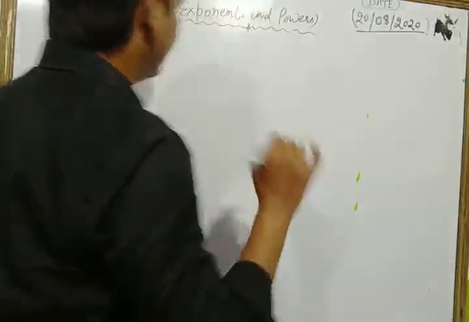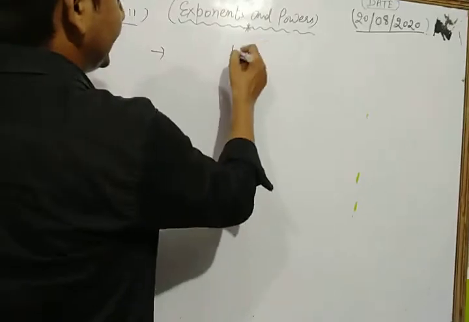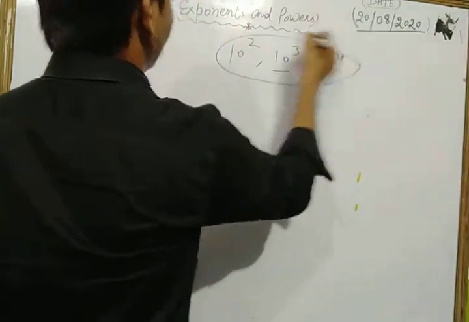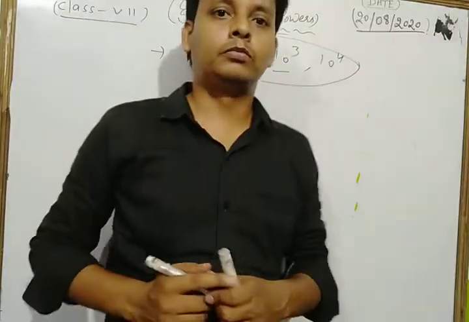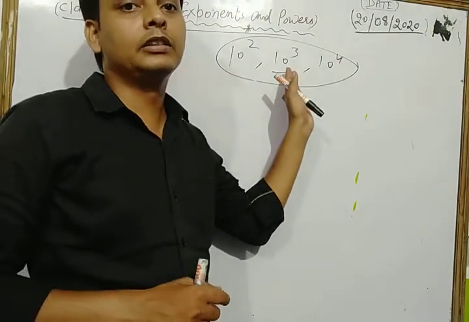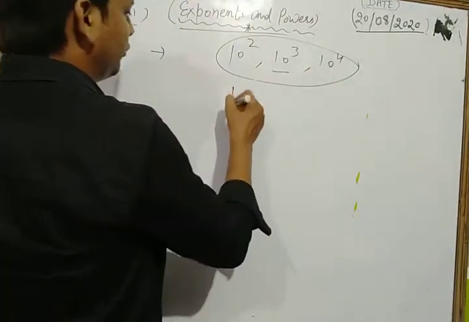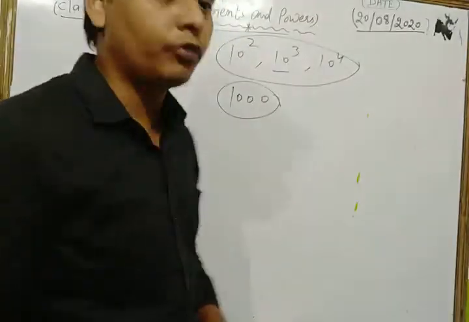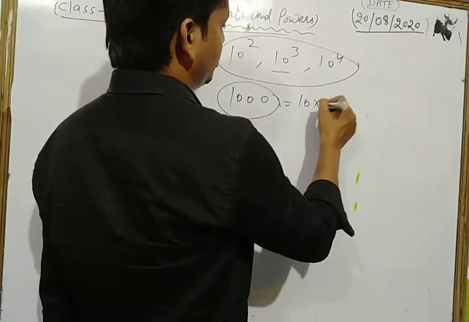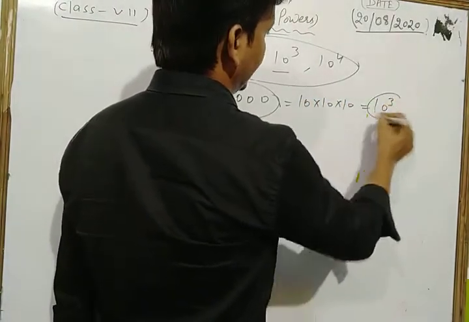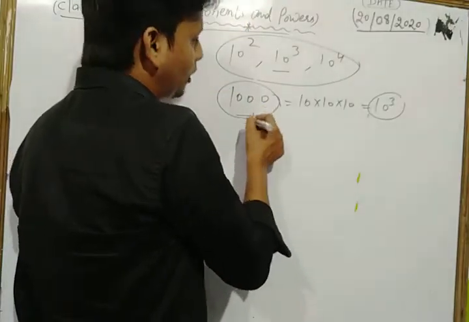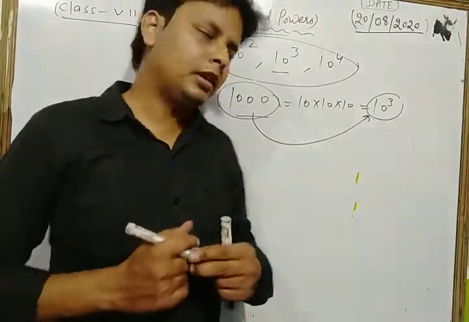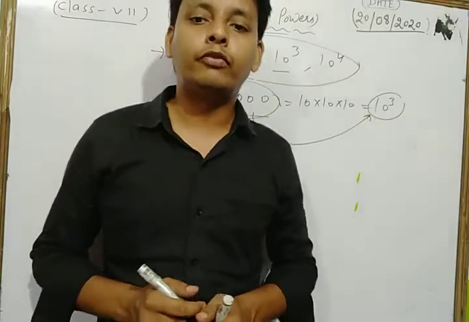Let's see. Dear students, if any quantity is written in the form of 10 squared, 10 to the power 3, 10 to the power 4, this is known as the exponent form. Suppose I tell you to write 1000 in exponent form, then you write 10 into 10 into 10, that is 10 cube. Then 1000 can be written in exponent form as 10 to the power 3. Similarly, many numbers can be written in their exponent form.